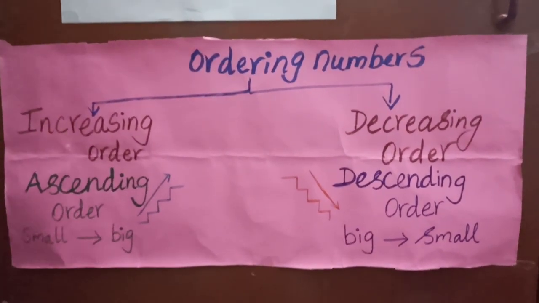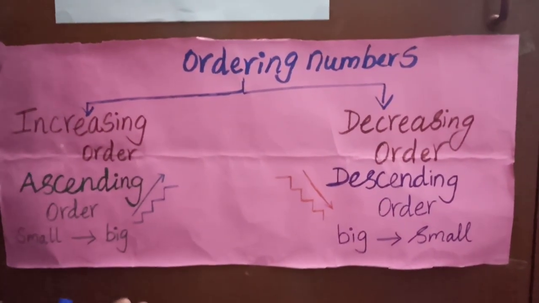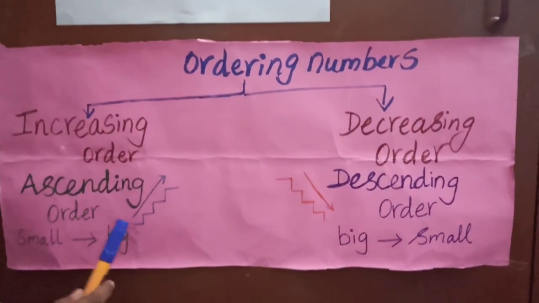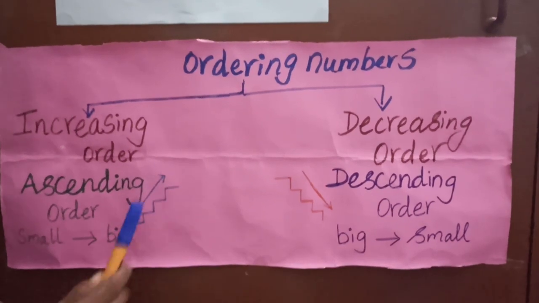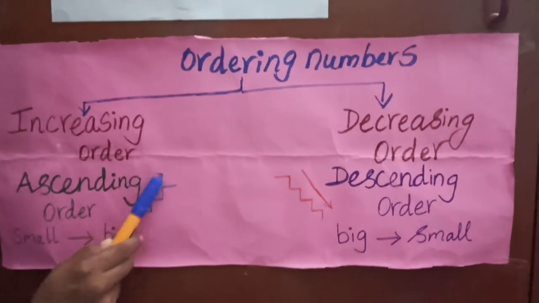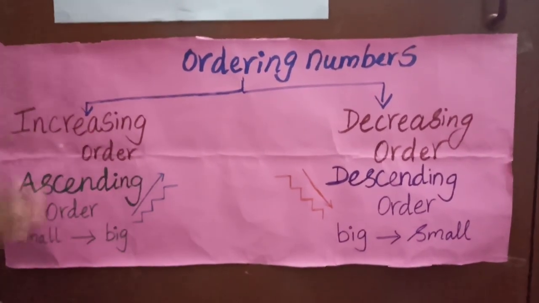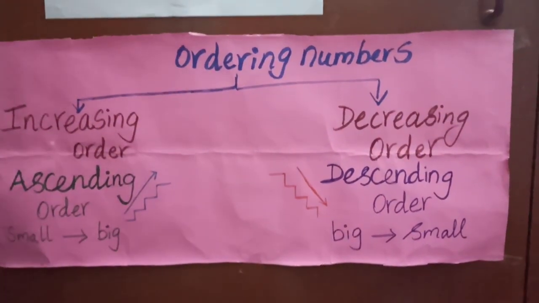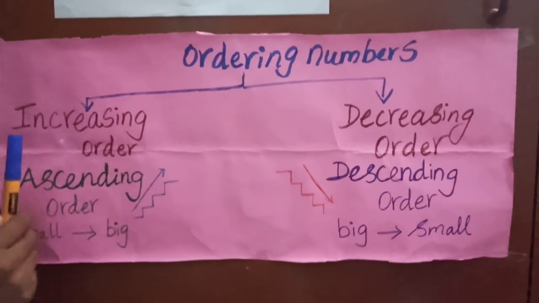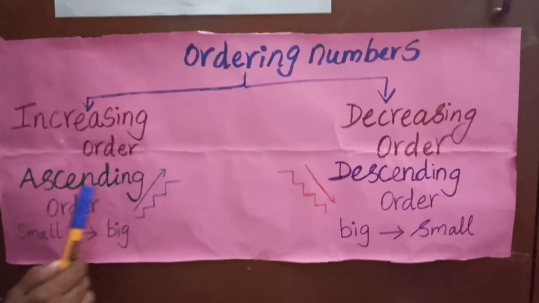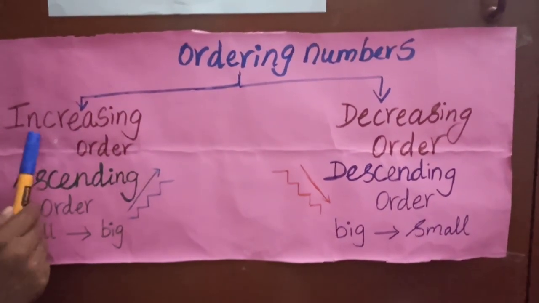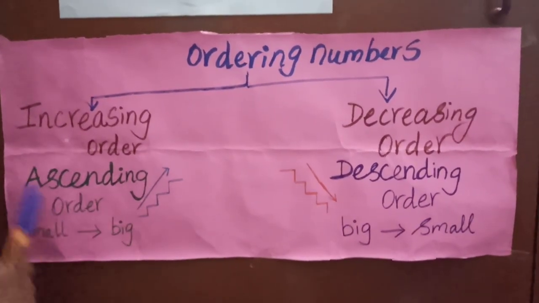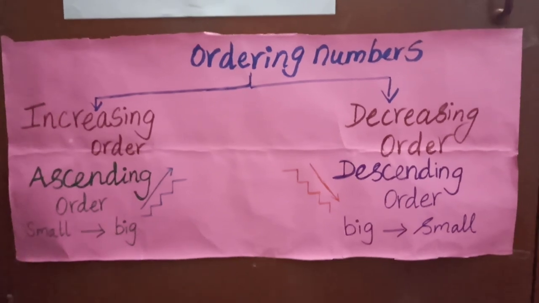What is meant by increasing order? It will increase from stage 1 to 2 like that. It will increase from down to up. Down to up means small to big. Another name for increasing order is ascending order. Increasing order is nothing but ascending order. Both are the same, from small to big.